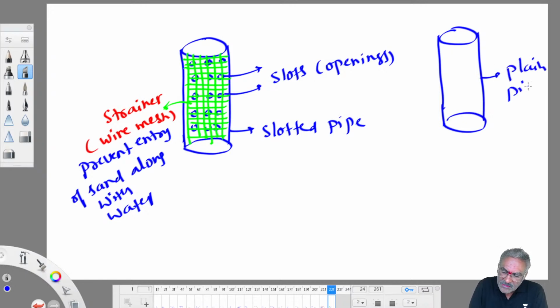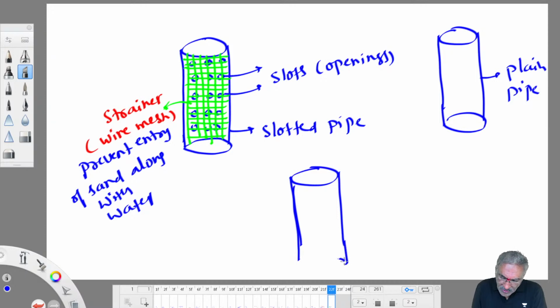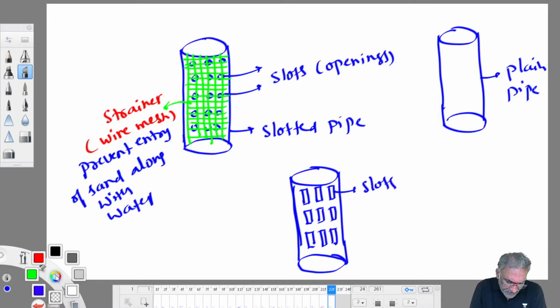Either you can have slotted pipes, or sometimes we provide rectangular openings also. Slots could be rectangular also. Openings could be small holes, rectangular holes, something like this, on the periphery of the pipe. They are called slots. The top of the slots will be wound with wire mesh.